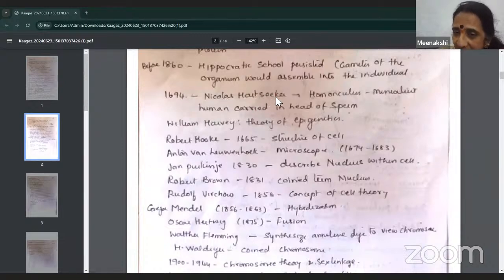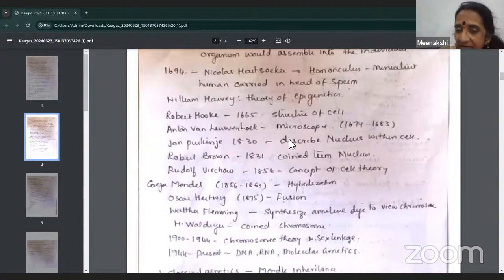Nicolaas Hartsoeker said that the head of the sperm will contain a miniature human being, which is called a homunculus. Then William Harvey put forth the theory of epigenesis. According to him, there are certain factors which take part in the inheritance of a particular character or trait.